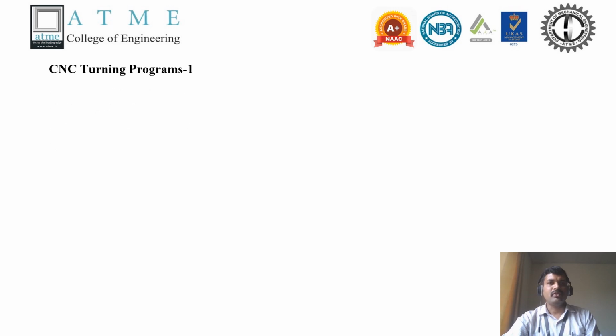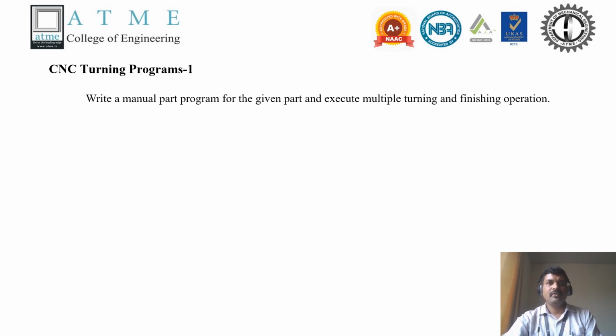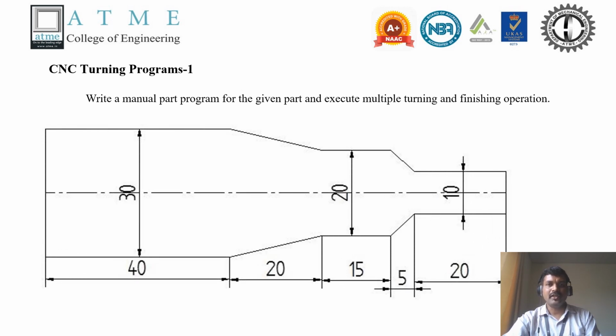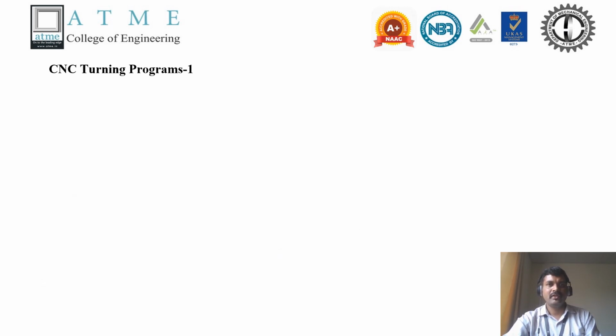So first, turning program 1. The objective is to write a manual part program for a given part and execute multiple turning and finishing operations. This is the model that is given. All the dimensions are in millimeters.